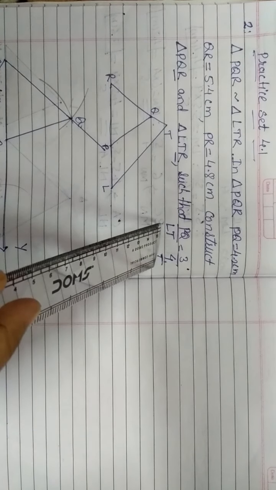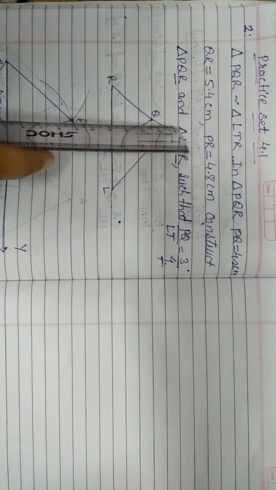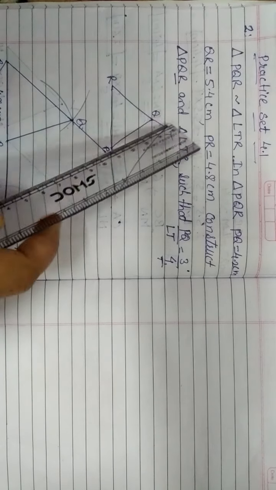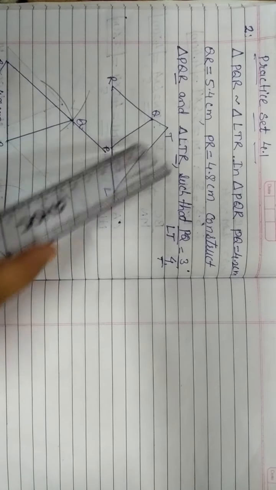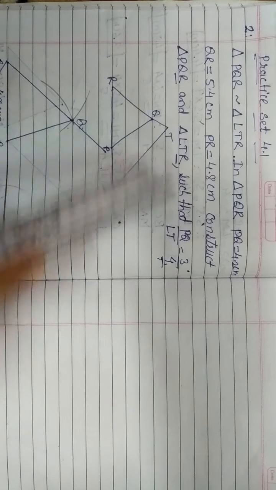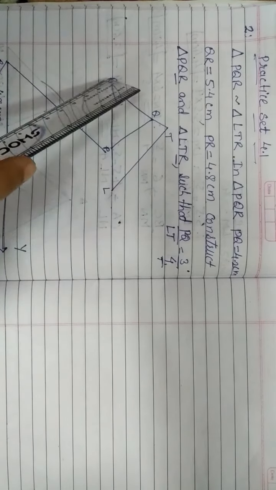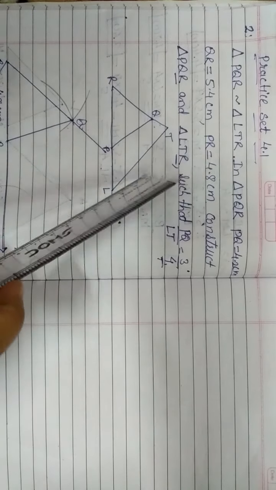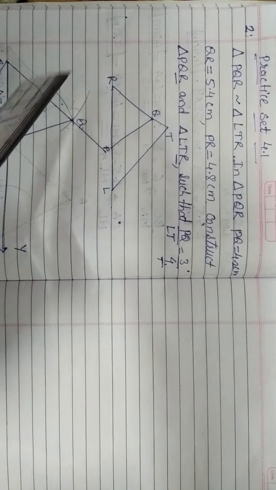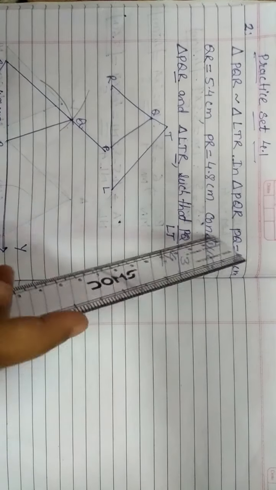to 3 upon 4. Here you have to observe that R and R are common. One vertex is common among these two triangles. So I have drawn a rough figure likewise. If it is the triangle PQR and we take R as a common vertex, then it becomes likewise LTR. We are considering this diagram that we have to draw using the given measurements.